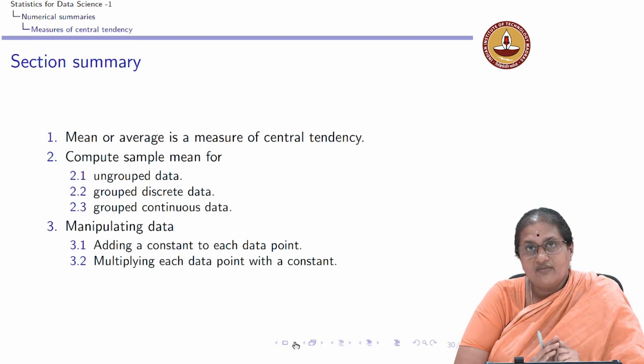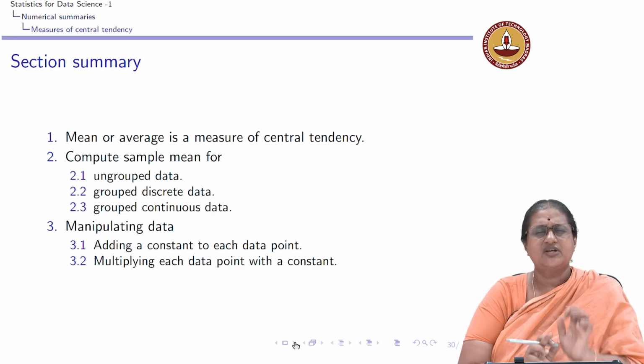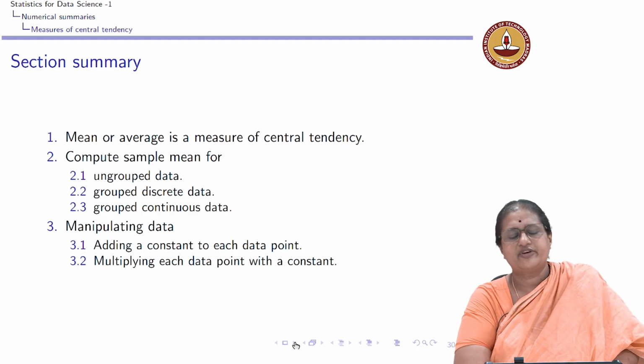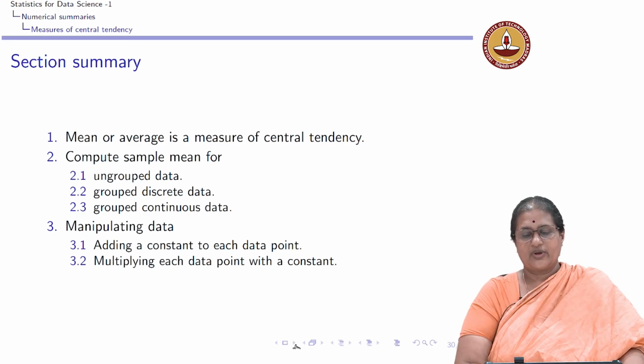So 0.4 into 59 is 23.6. So what we have learned when we studied the mean is, we first looked at the definition of a mean. Mean is one of the most commonly used summaries of data. We defined what a sample mean and a population mean are, but for most of the course we are going to deal only with the sample mean. We saw how to compute the sample mean for discrete ungrouped data, and then how to compute it for grouped data. Then we saw what happens when we manipulate data by adding a constant to each data point and by multiplying each data point with a constant. That's what we have seen so far.